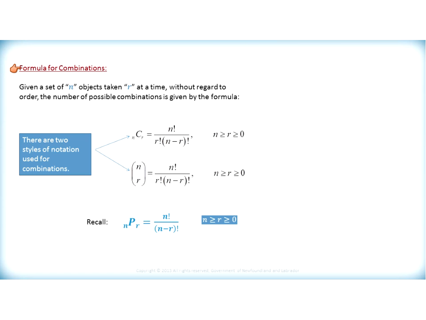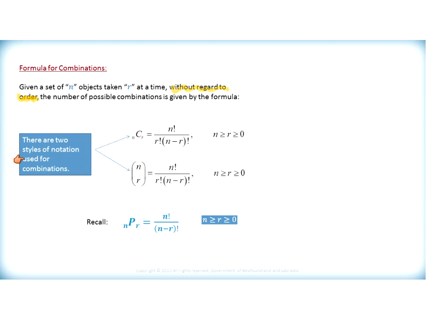Okay, let's look at our formula for combinations. I gave you a bit of a hint towards it a minute ago, but here it is. Given a set of n objects taken r at a time without regard to order, the importance here is that order doesn't matter. The order in which you choose the r objects out of n doesn't matter. You still have the same r objects. Given a set of n objects taken r at a time without regard to order, the number of possible combinations is given by the formula.